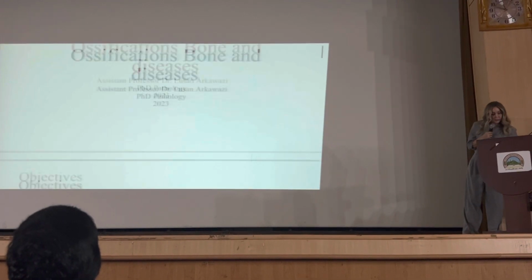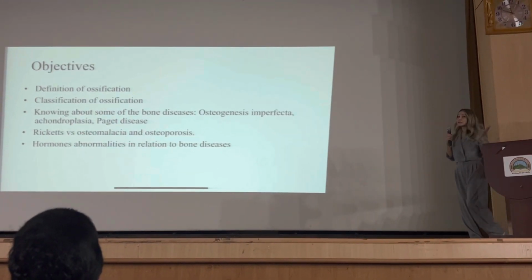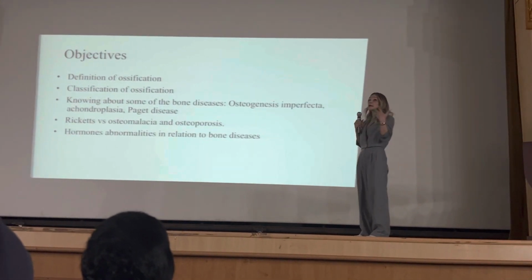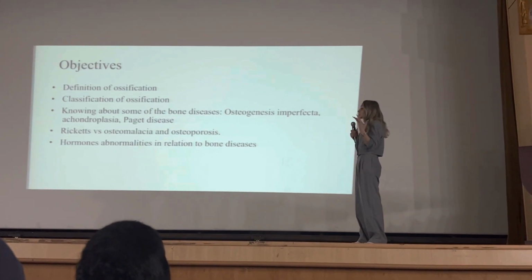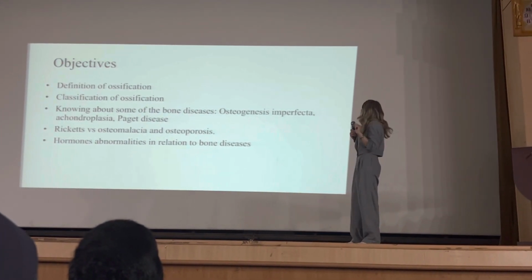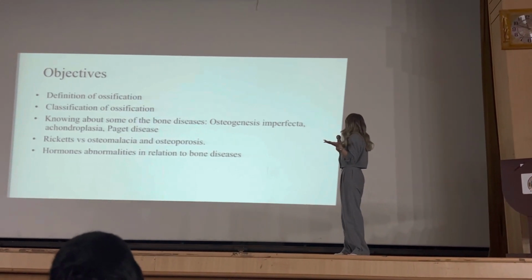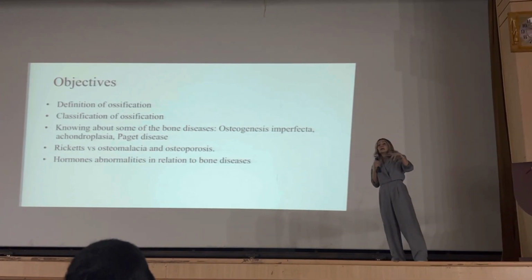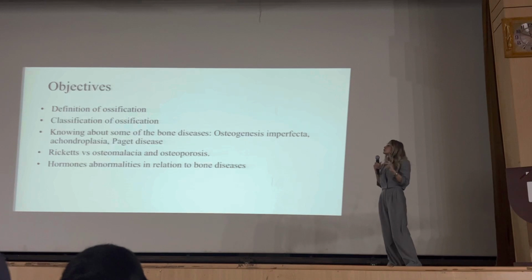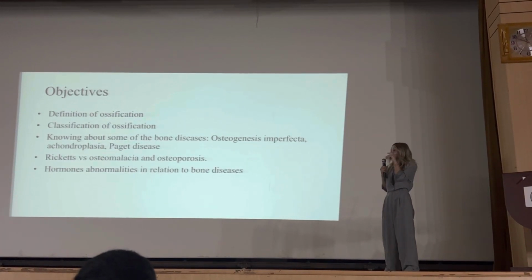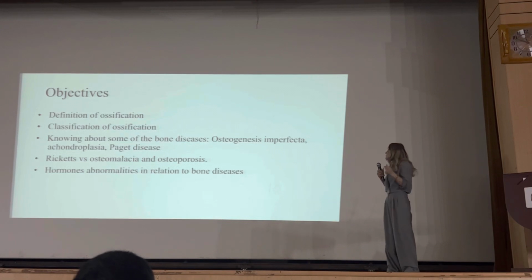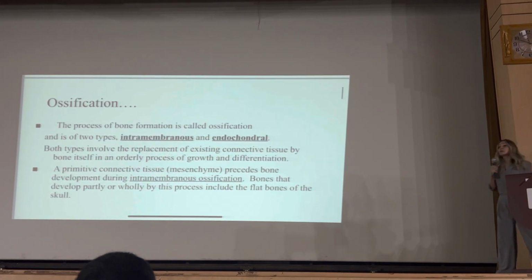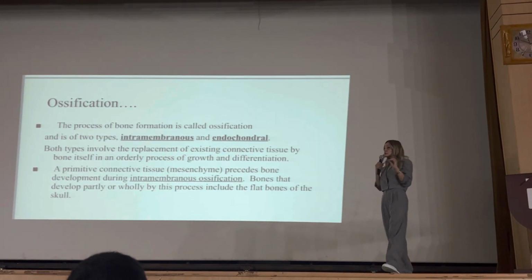Ossification, what do we mean by ossification? The objective of this lecture is to define ossification, to know how we classify ossification, and to know some of the diseases related to defects in ossification, such as osteogenesis imperfecta, achondroplasia, Paget's disease, and those related to hormones. We also want to know the difference between rickets, osteomalacia and osteoporosis, and hormonal abnormalities in relation to some of the bone diseases. So, what's ossification? Ossification is the process of bone formation.